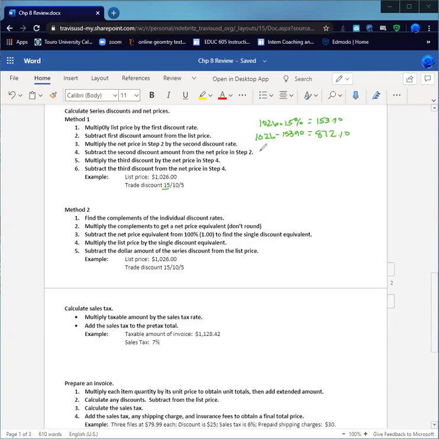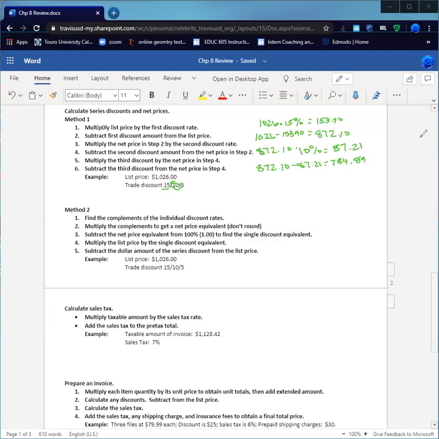Then I have another discount, so I'm going to take the net price I just got, and I'm going to multiply it by my 10%, which is going to give me $87.21. I'm going to subtract that from the net price that I had, which is going to give me $784.89.